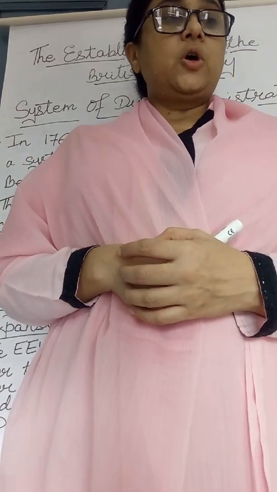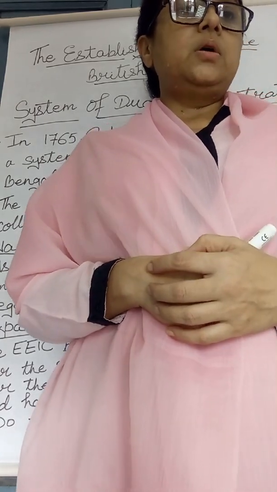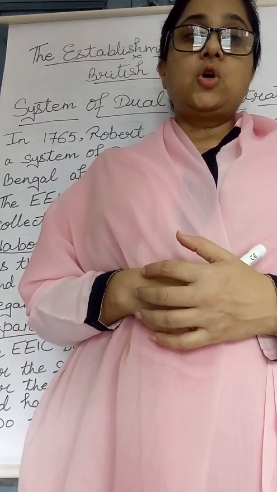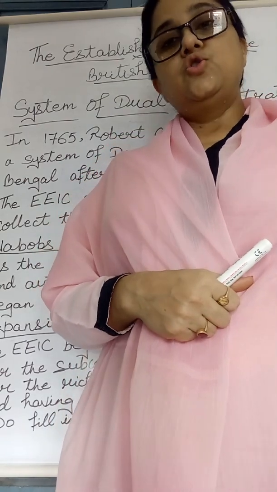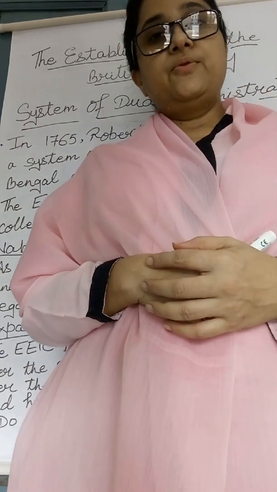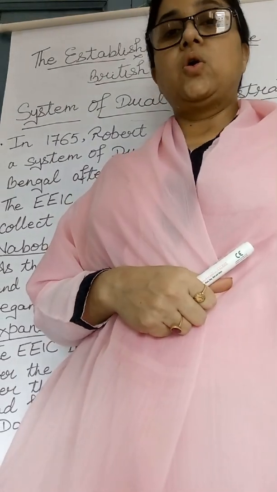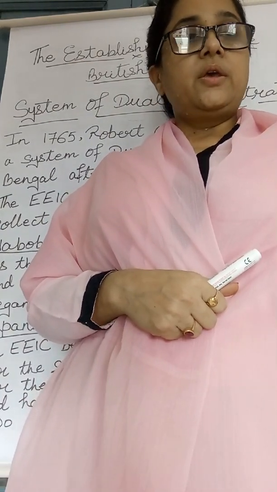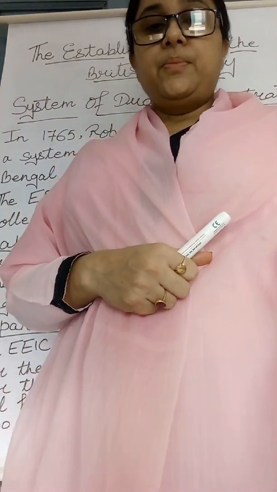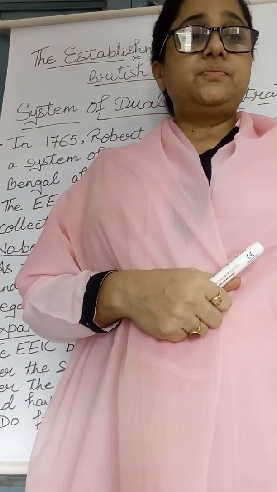The states brought under British control by this system were Hyderabad, Awadh, Gwalior, Indore, Jaipur and Jodhpur. So, in 1765, Robert Clive introduced a dual system in Bengal after the Diwani rights were granted. Now, how did they do the expansion?